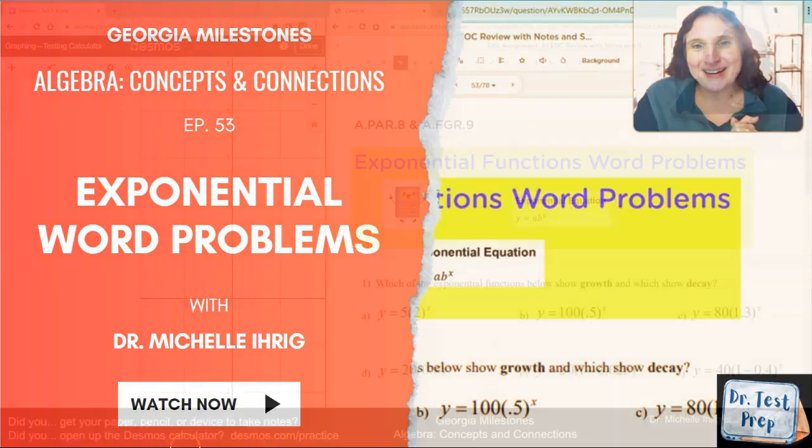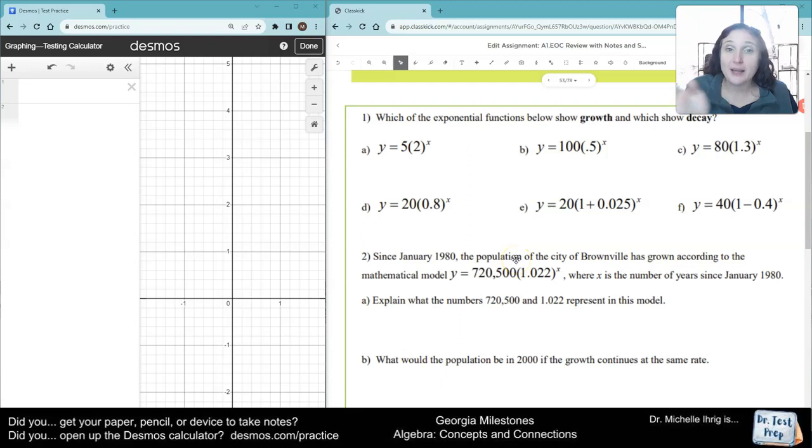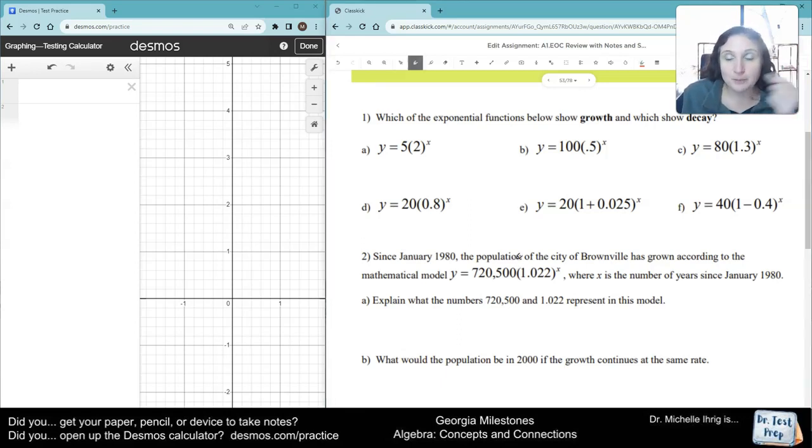Hi guys, it's Dr. Ihrig here, and we've already gone over exponential growth and decay on a previous slide, so we're going to talk about that a little bit quickly, and then we're going to move on to the word problems. Just as a reminder, if the number inside the parentheses is greater than 1, it's going to be growth. So 2 is greater than 1, it's going to go up. If the number inside the parentheses is less than 1, then it's going to be decay. If it equals 1, which it won't, it'll just be a straight line. Okay? All right, moving on.